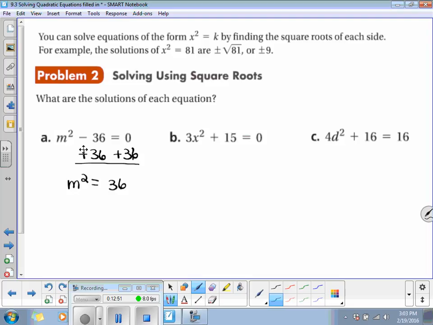And how do I get m by itself? Take the square root, because the square root is the inverse of the square. So, we get m is equal to, now when you take the square root of a number, okay, you get 2 numbers, 2 answers. You get the positive 6, and you have the negative 6. Because 6 times 6 is 36, and negative 6 times negative 6 is also 36. Very good. So this has what? 2 solutions. Everybody.